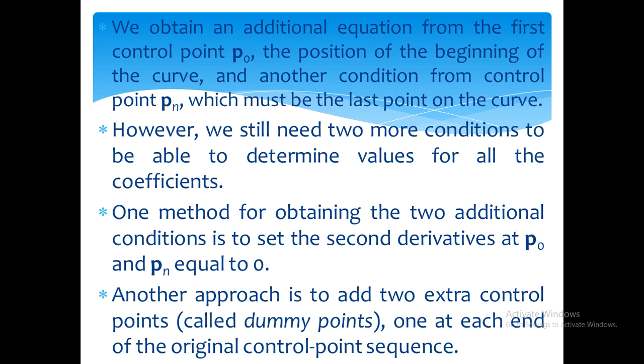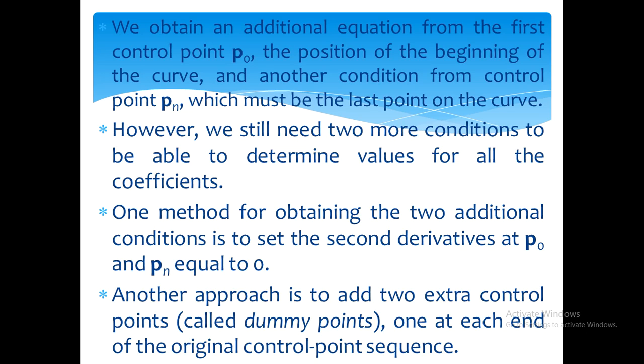P0 and Pn conditions, boundary conditions are different. We must be the last point of the curve. Then however, we still need two more conditions to be able to determine values for all the coefficients, right?